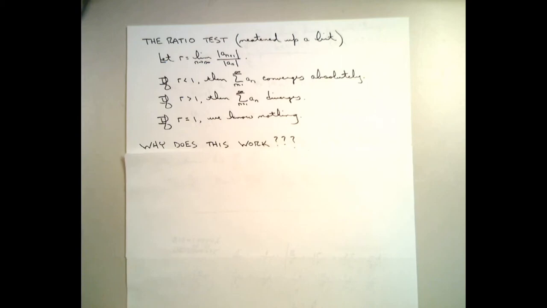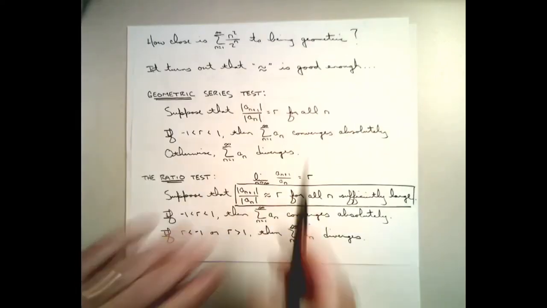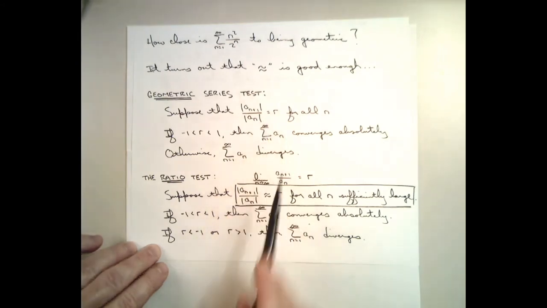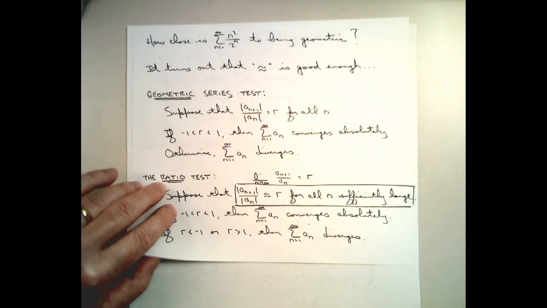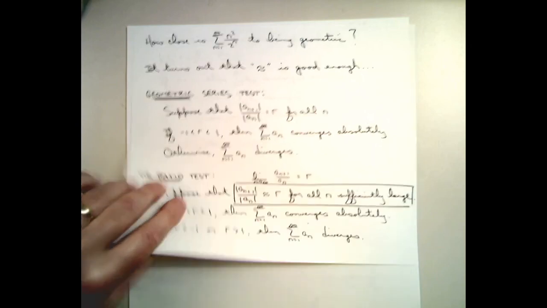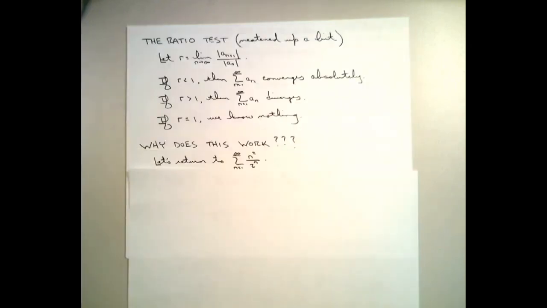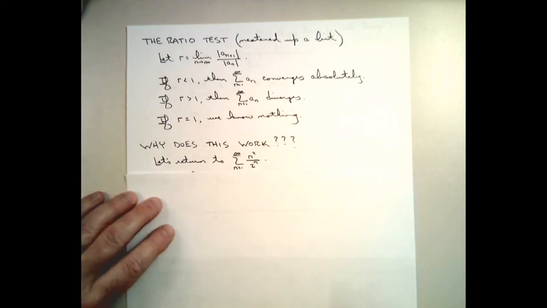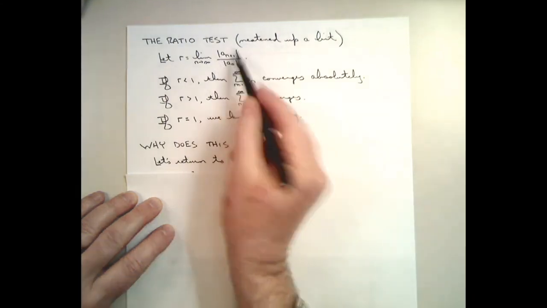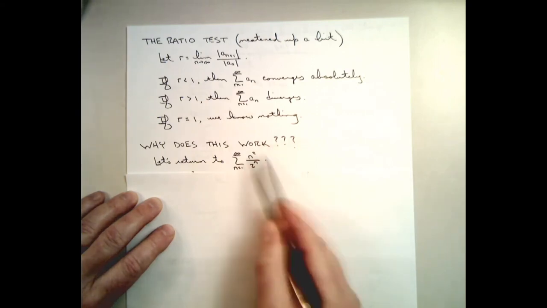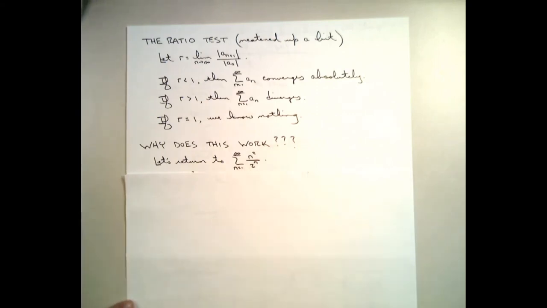Why does this work? Why should we be able to replace equality with almost equality and still have basically the same conclusion that we had for the geometric series test? Well, let's return to the series that was in question just a moment ago. I'm ignoring the signs for now because I'm going to be looking at the absolute values of the terms anyway.